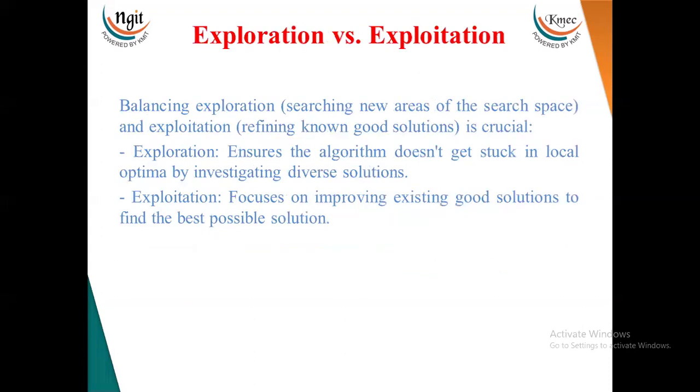Now, exploration versus exploitation. Balancing exploration, that is, while searching for new areas in the search space, you have to check the exploitation also, whether you are giving good solutions or not. Exploration ensures that the algorithm does not get stuck in local optima, so it will go for diverse solutions, and exploitation will improve the existing good solutions to find the best possible solution. For example, I'm exploring a new kind of data, but that particular data should not exploit our focus. So exploration avoids getting stuck in local optima, and exploitation will improve the existing good solutions.